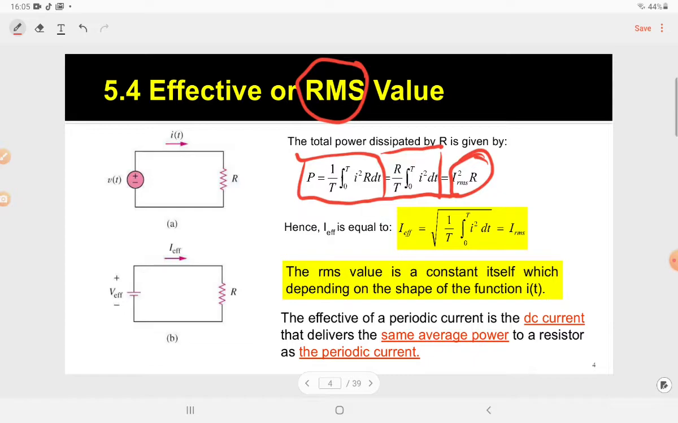So I RMS can be calculated using this formula: the square root of 1 over T integration of i squared dt. That's the formula we use to calculate the RMS value. R, M, S: the mean means the average of the current or the voltage, and the square refers to this one. Some books use the term effective value, and effective value and RMS value are the same thing.